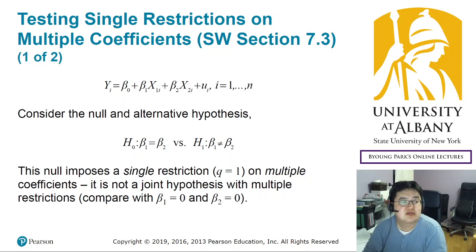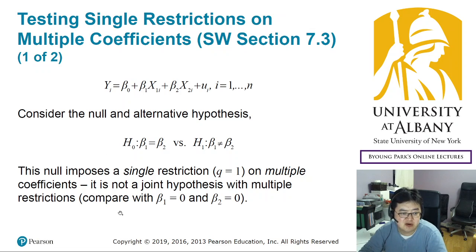Hello. So in this video, we are going to start a new format of hypothesis testing. So the typical form is like this. Think about this hypothesis. As I mentioned at the end of the previous video, this hypothesis involves two parameters, but it has only one restriction. So then, can we apply the single hypothesis testing, or do we need to use the joint hypothesis testing?